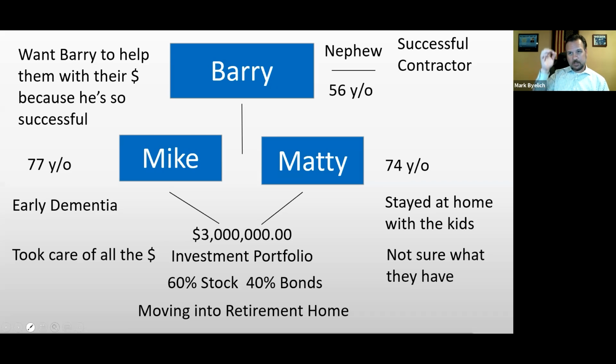So let's go back and look at this. Barry's a successful contractor. He's their nephew. Mike and Maddie are getting up in age a bit. Mike's got early dementia. We know how difficult that can be. He took care of all the money. Maddie doesn't really know what they have. They got a good amount of money, $3 million, and they want Barry's help because he's so successful. So they come in. Barry's power of attorney.